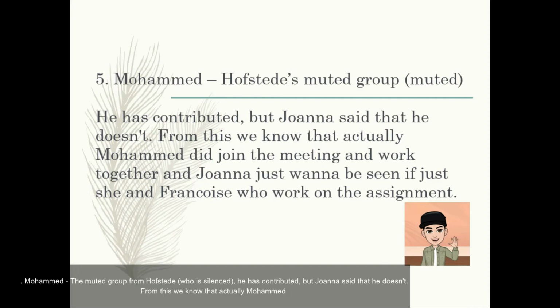Number 5 is Mohammed, Hofstede's muted group. He is the one who is silenced, and actually he has contributed, but Joanna said that he doesn't. From this statement, we know that actually Mohammed joined the meeting and worked together, and Joanna just wanted to be seen as if just she and Frances worked on the assignment.